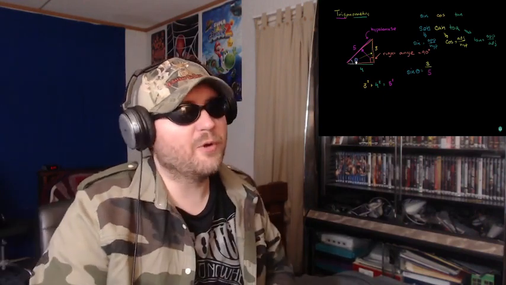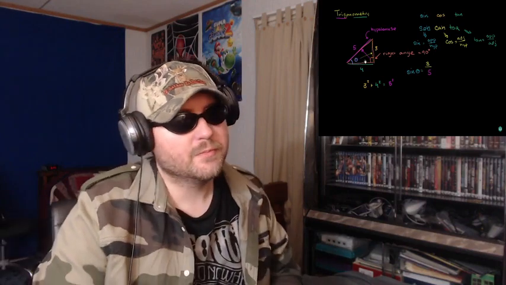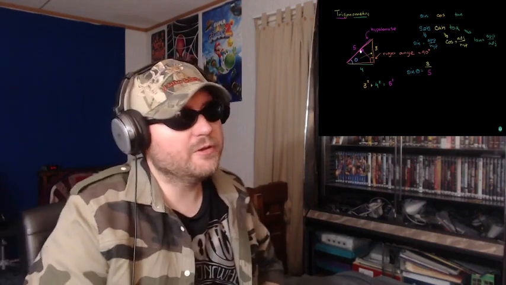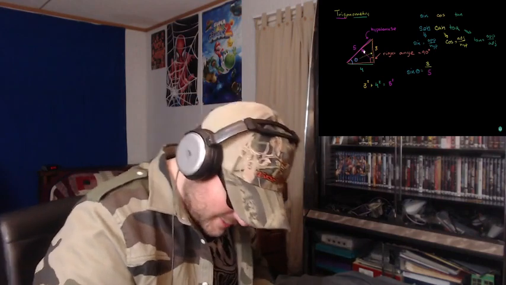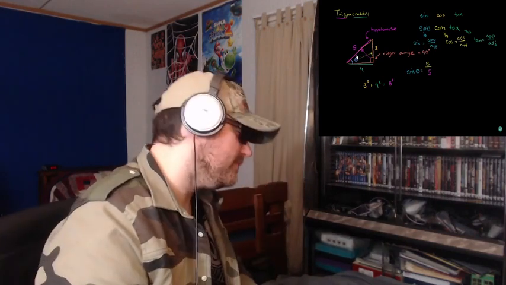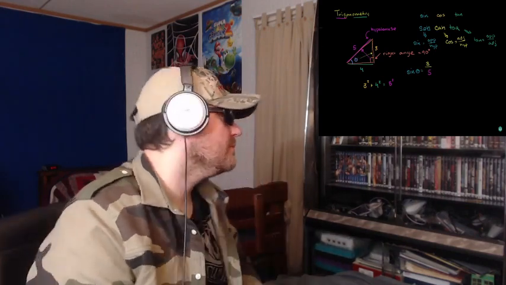if this angle is a certain angle, it's always going to be 3/5. The ratio of the opposite to the hypotenuse is always going to be the same, even if the triangle were a larger triangle or a smaller one. So I'll show you that in a second. But let's go through all of the trig functions.